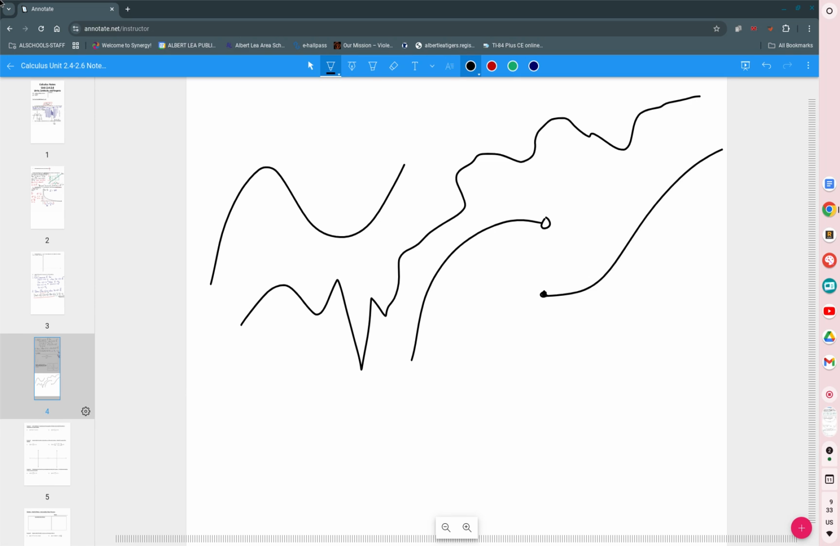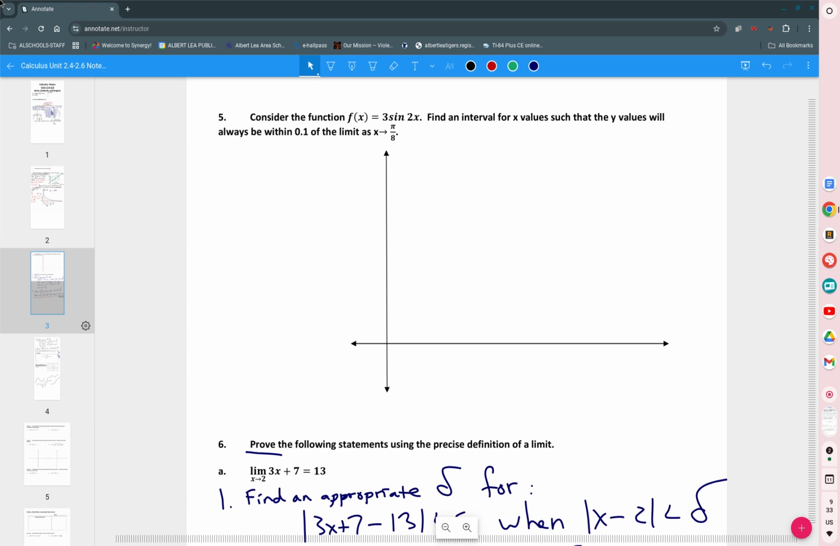It's important to talk about continuity because this is the last thing we have to do, and then we can start doing what we call derivatives in calculus. You can't do derivatives if you have discontinuities. No bueno. So let's start.